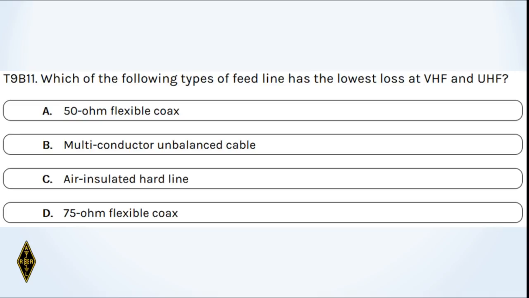So which of the following types of feed line has the lowest loss at VHF and UHF? The good stuff. Air insulated hard line.